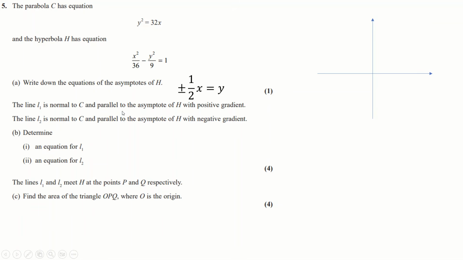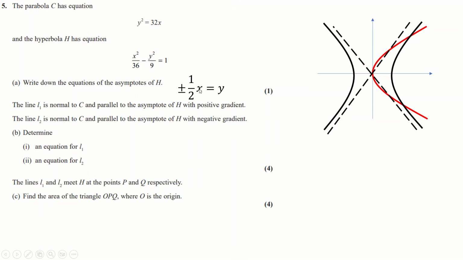So let's draw this real quick. We've got C, which is a parabola on its side, we've got H as a hyperbola like this, and we've got asymptotes to H, which are like this and this, y equals a half x, and minus a half x. So we've got a normal to C, somewhere that's parallel to the asymptote of H with positive gradient. Where would a normal to C be that's parallel to this dotted line? Well, down here somewhere, right? Down here we've got a normal to C that looks like it has roughly that gradient. So what do we do about solving this?